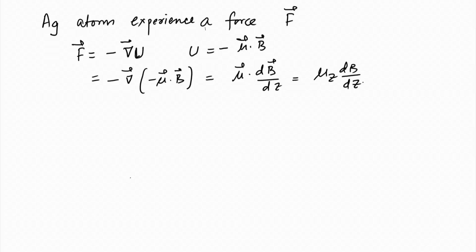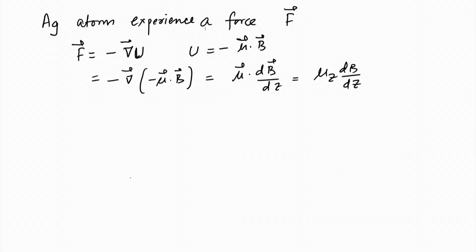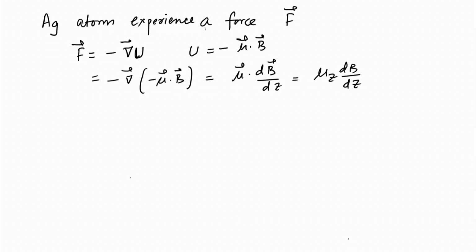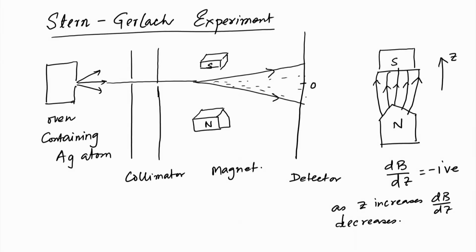So, this is the force that is exerted on the atoms, and we have shown that this del B del z is negative. So, if mu z is negative, then we will have a positive force exerted on the atoms, and they will be shifted up from this mean position, let us call this O. And in the other case, when mu z is positive, then there will be a negative force exerted on the atoms, and they will be pushed down, which is below O on the screen.